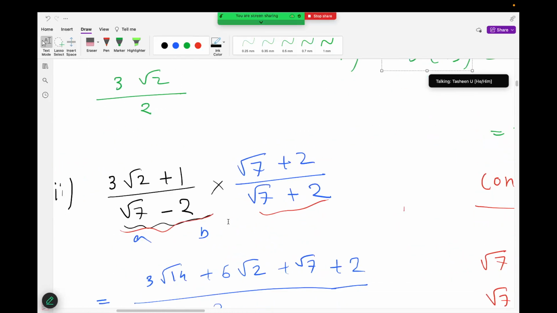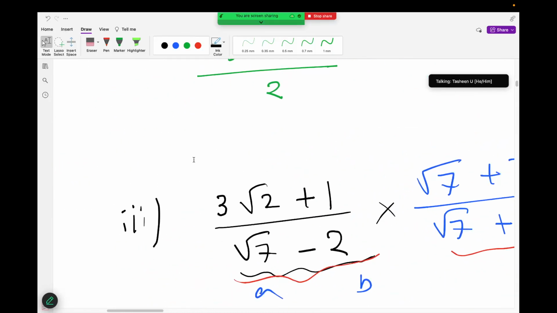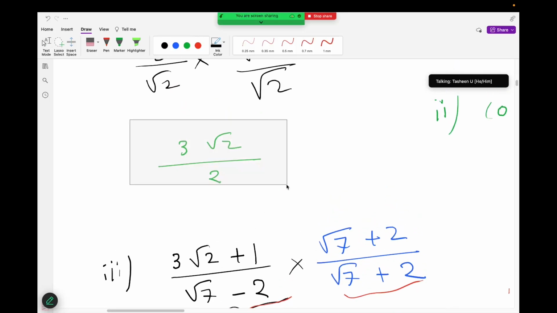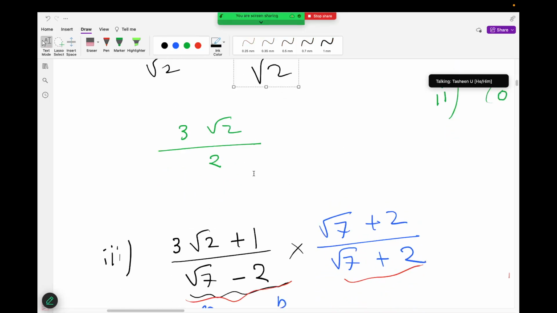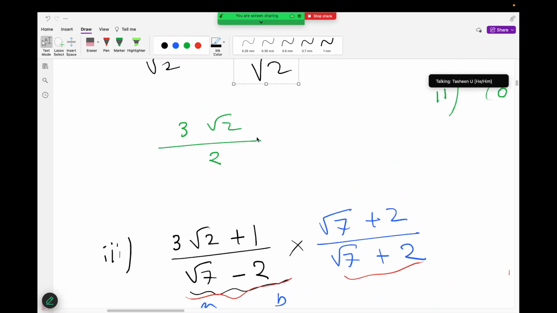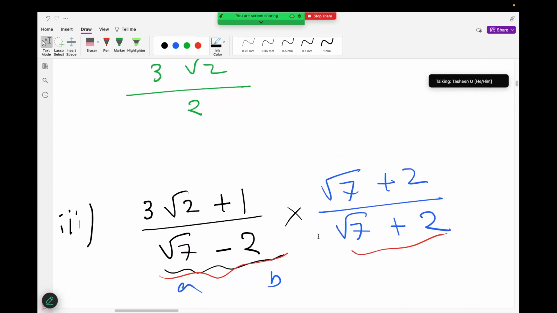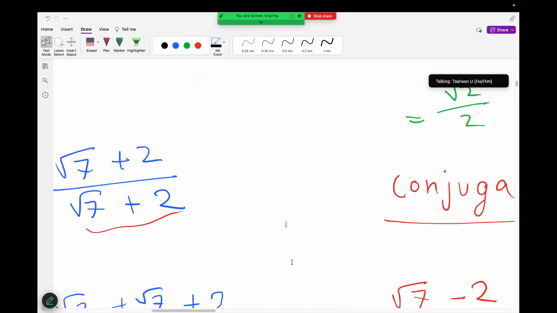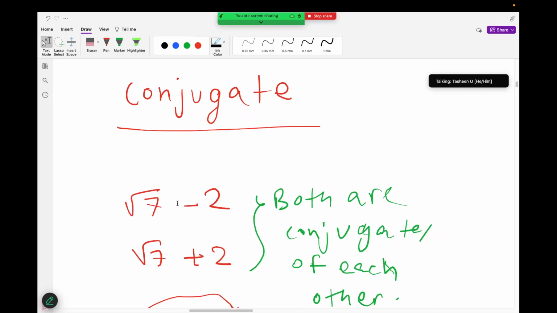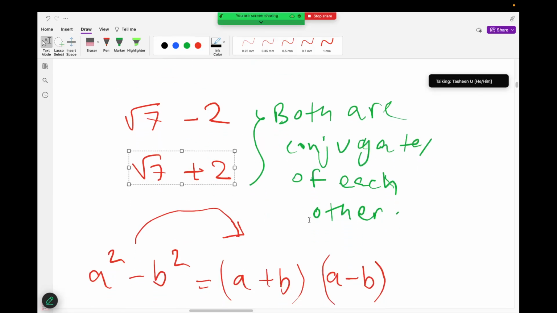And now what if you have something like this? Up until this point, it was pretty easy. Just multiply with the root of the same thing in the numerator and denominator. But if you have something like this, how would you know what to multiply? Well, you multiply and divide with the conjugate of the denominator. What is the meaning of conjugate? Just change the middle sign. The conjugate of this thing is this thing. Both are conjugates of each other.